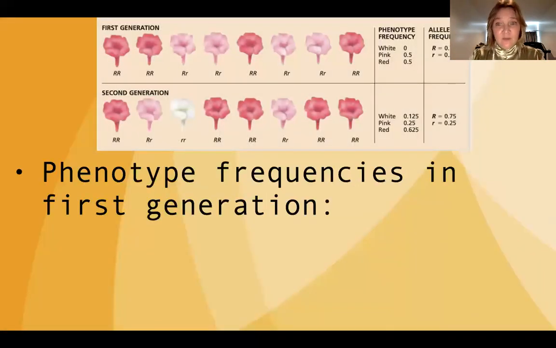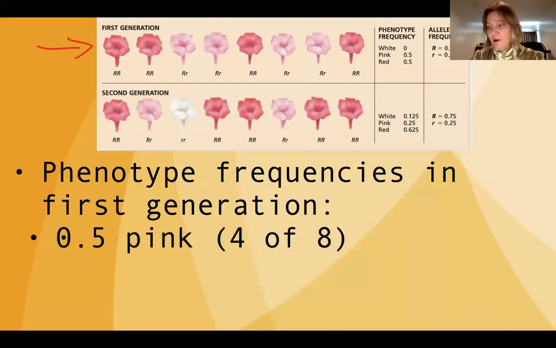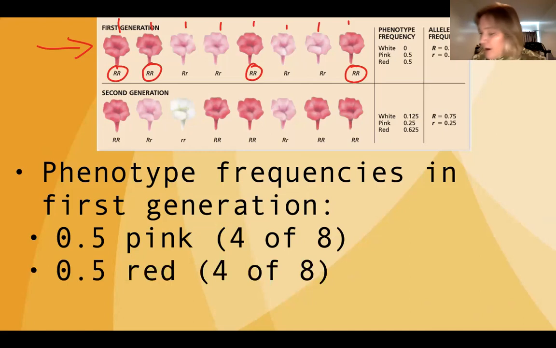So the phenotype frequencies in the first generation, which you see in the first row, 50% of them are pink because we have 8 individuals, and 4 of them are pink. Remember, we're going according to phenotype, which is the physical appearance. So 0.5 of the first generation are pink.